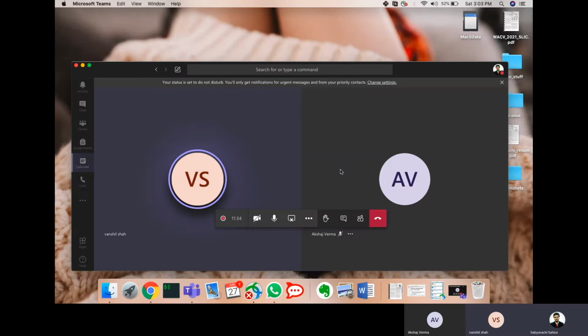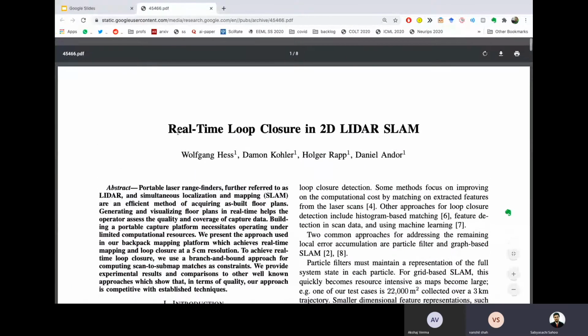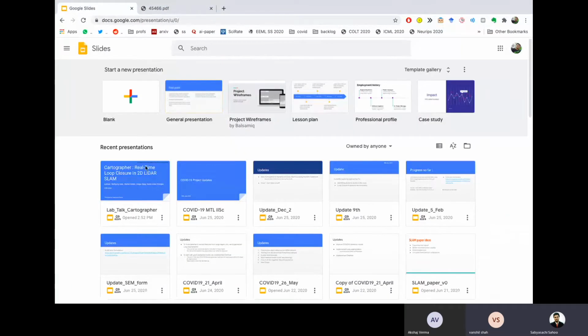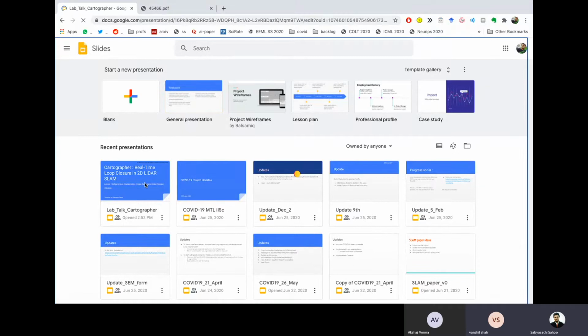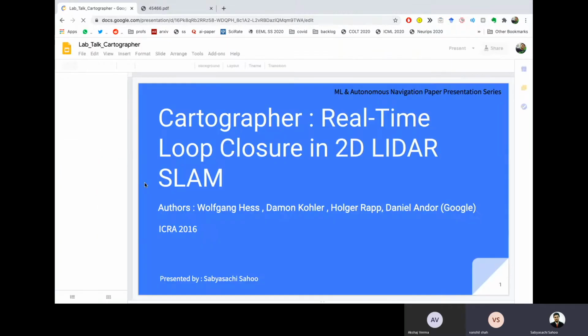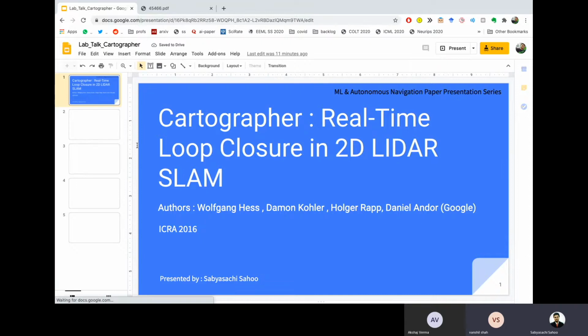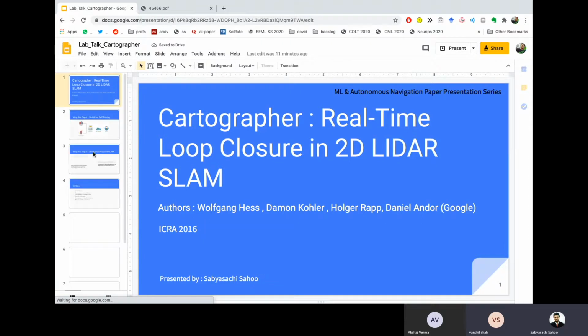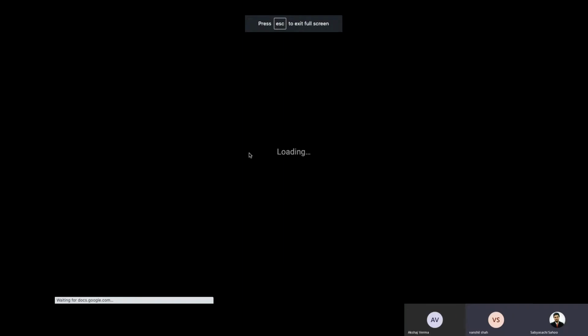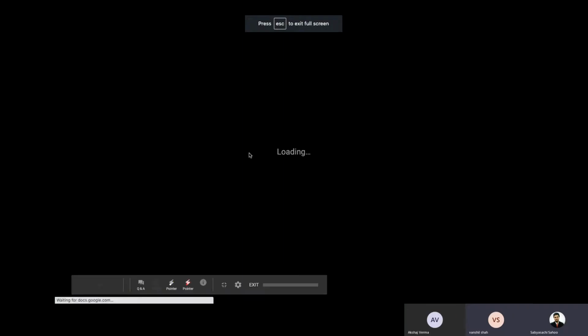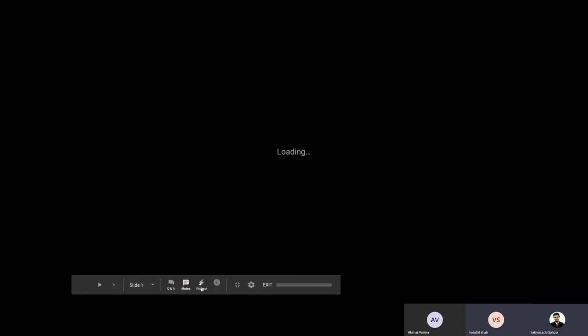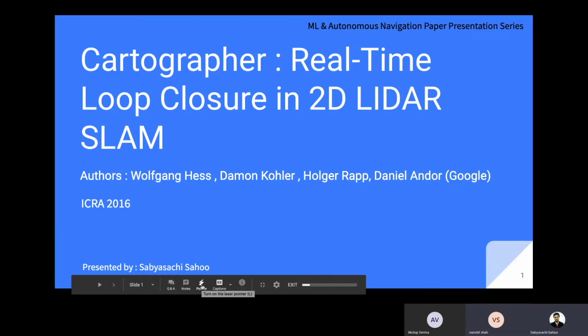Okay. So yeah, we were reviewing this paper, the Cartographer paper. So far, what we have done is gone over a little bit of the basics of SLAM and the basics of graph SLAM, understanding local SLAM and global SLAM. I'll quickly go over the slides in 2 minutes.